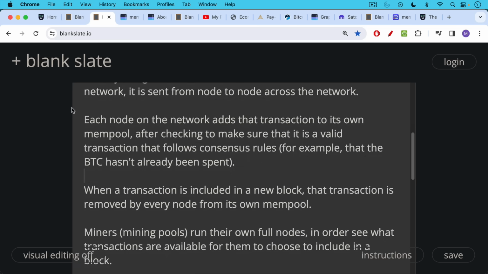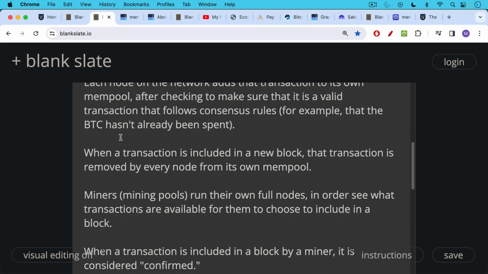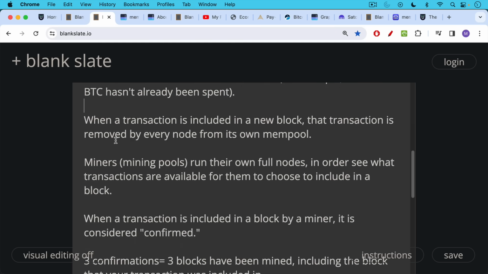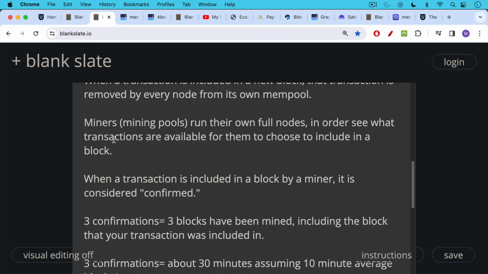When a transaction is included in a new block, that transaction is then removed by every node from its own mempool. So transactions are only in the mempool for a certain period of time. Miners or mining pools run their own full nodes in order to see what transactions are available for them to choose to include in a block. And when a transaction is included in a block by a miner, it's considered confirmed.